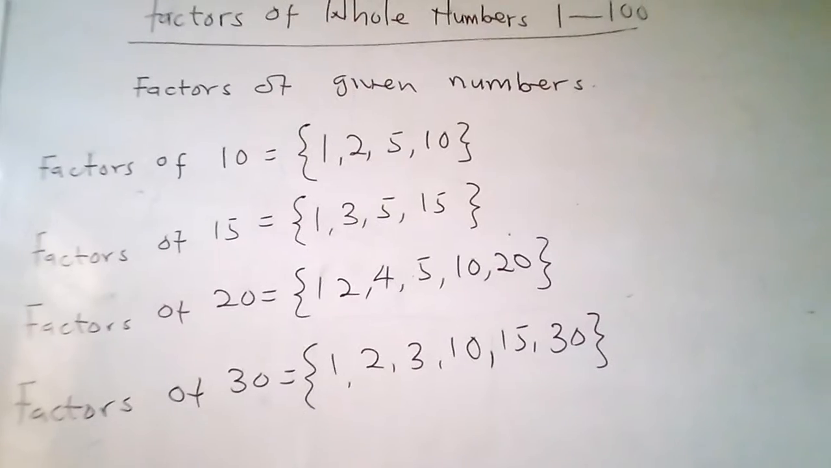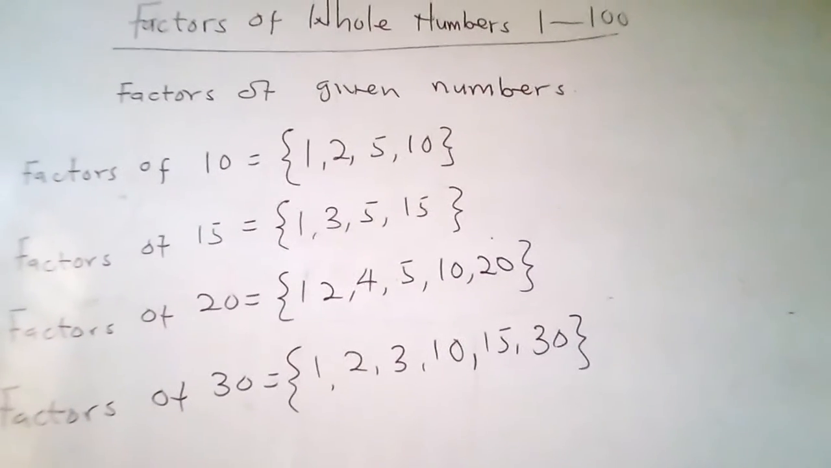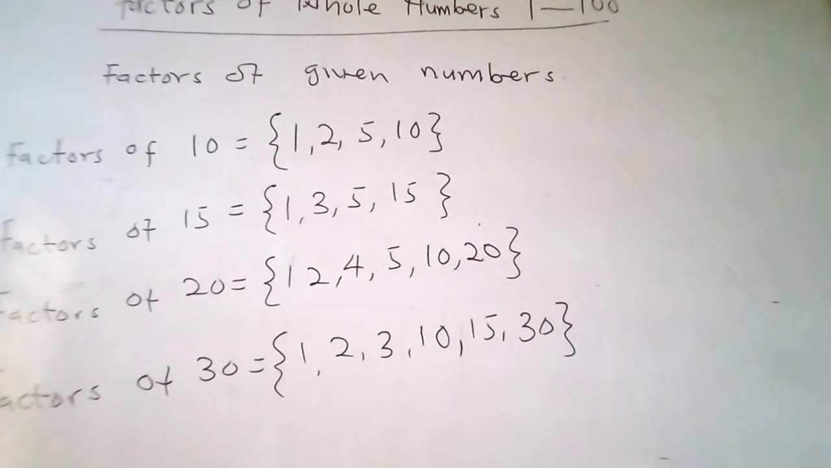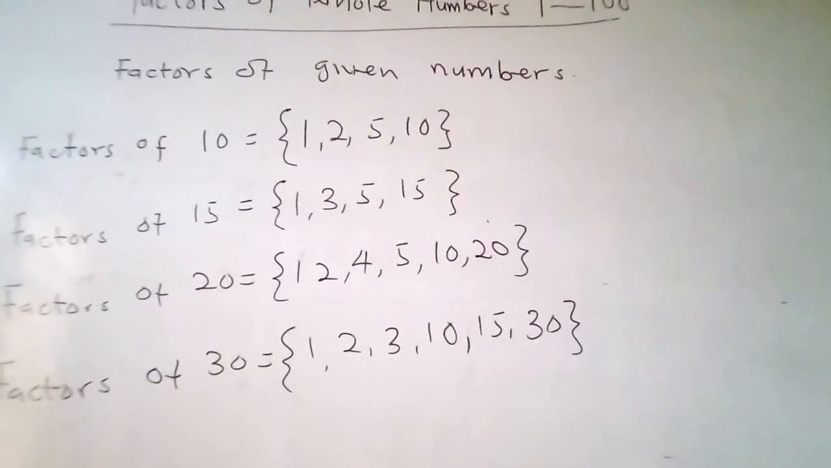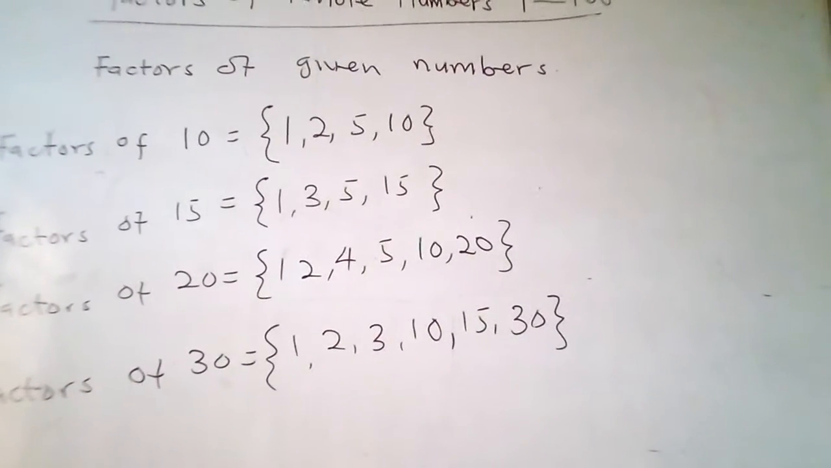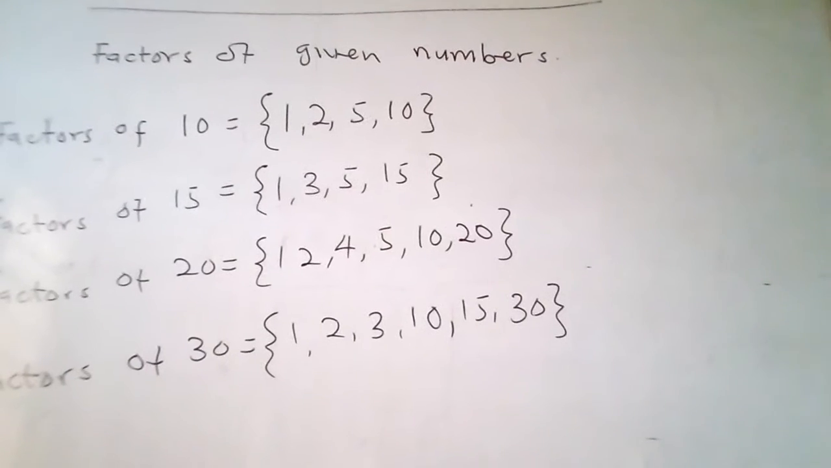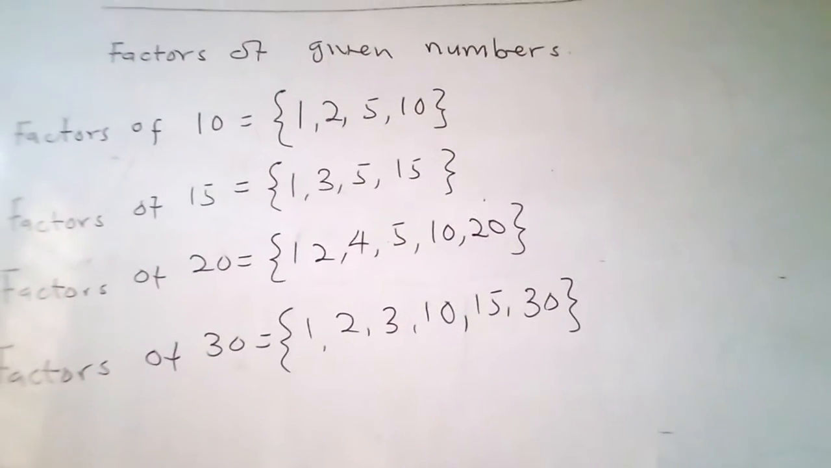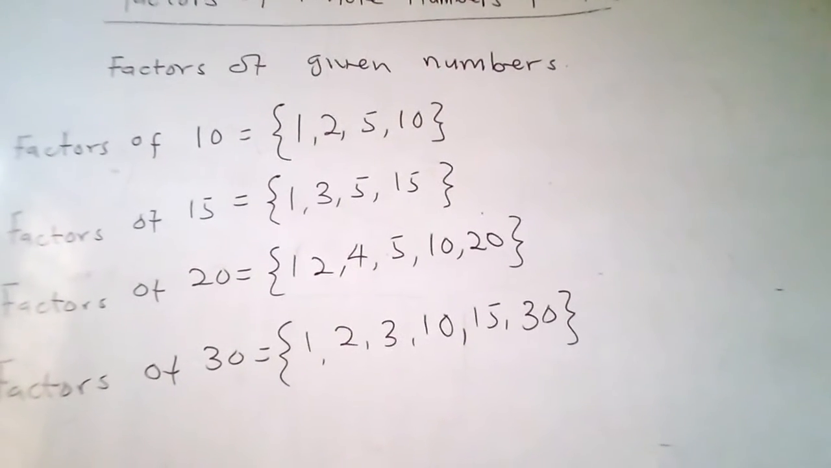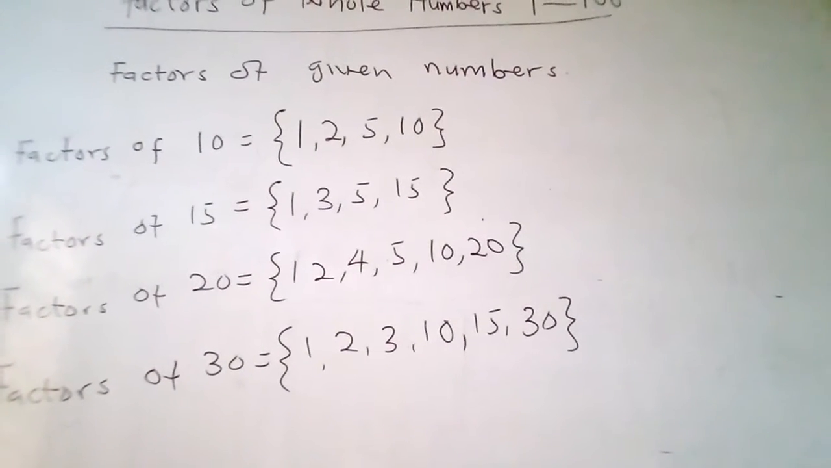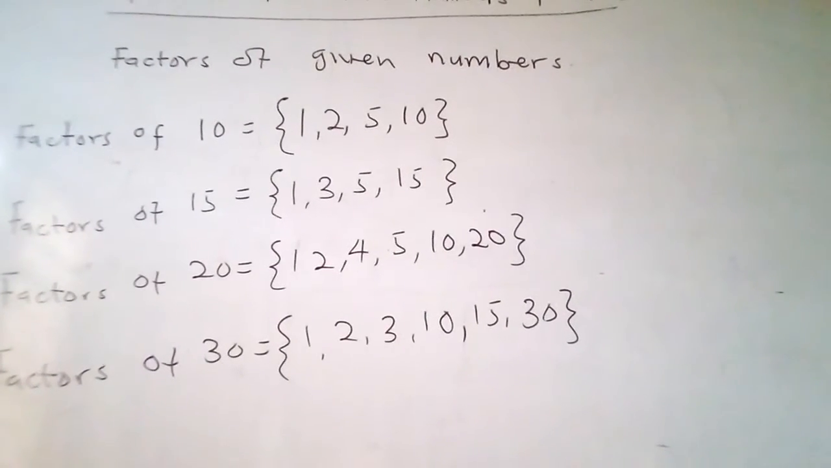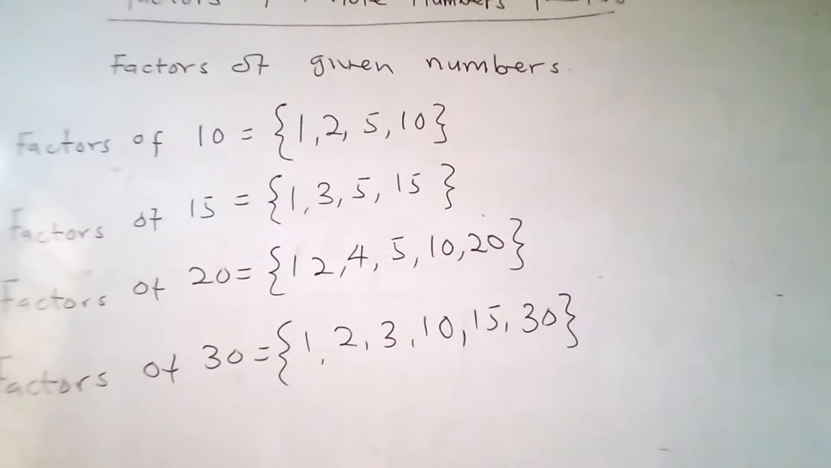Let's look at some examples of given numbers. Factors of 10 are 1, 2, 5, 10. When you multiply 1 and 10, you get 10, and 2 times 5 is 10, so 2 and 5 are factors of 10. Factors of 15 are 1, 3, 5, 15. Factors of 20 are 1, 2, 4, 5, 10, 20. Factors of 30 are 1, 2, 3, 10, 15, and 30.